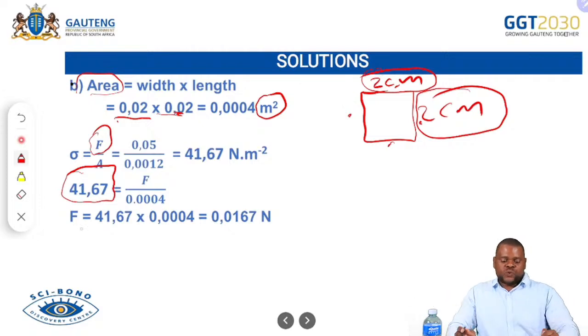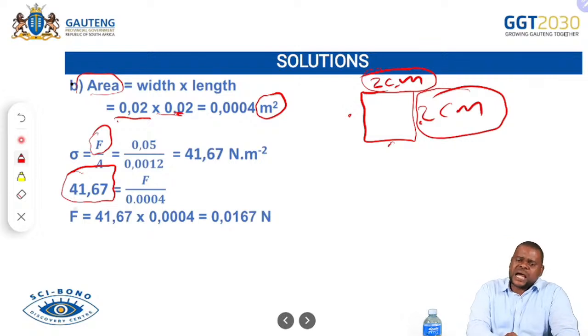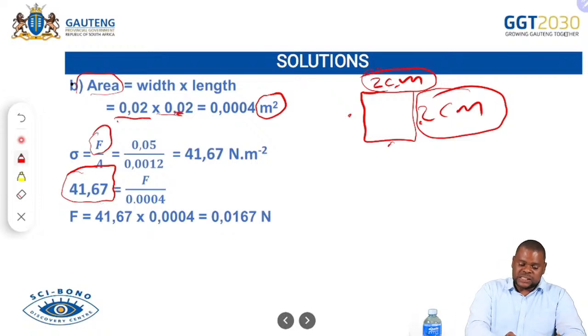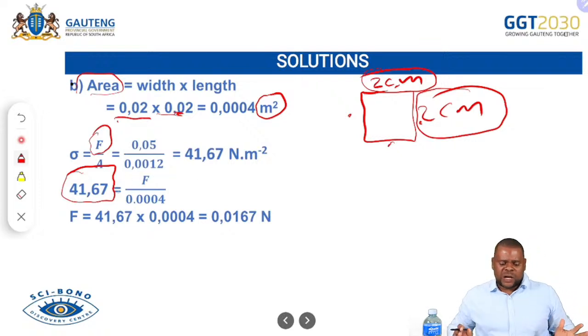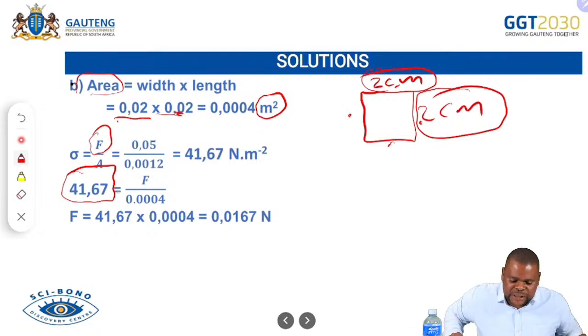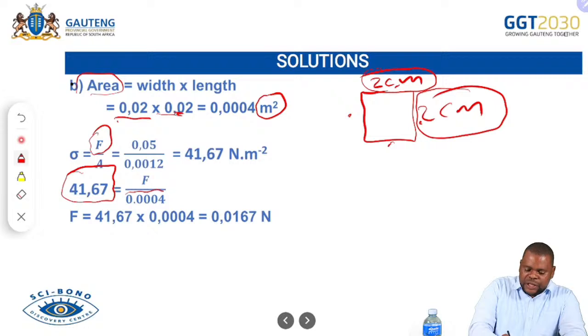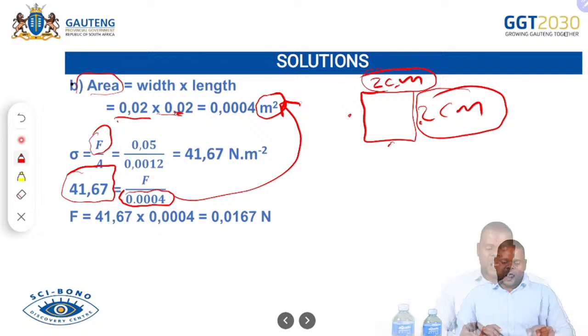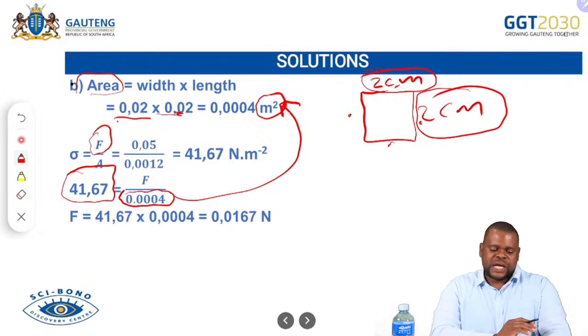As we substitute, you're asking yourself where this 41.67 comes from. Okay, my grade 12, it comes from the value of stress from A, from the last slide. Then we substitute the stress, and because we are calculating for the force, we can't substitute the force because we are looking for it. Then we substitute what? The area. Remember, this area here is the area that we calculated above.